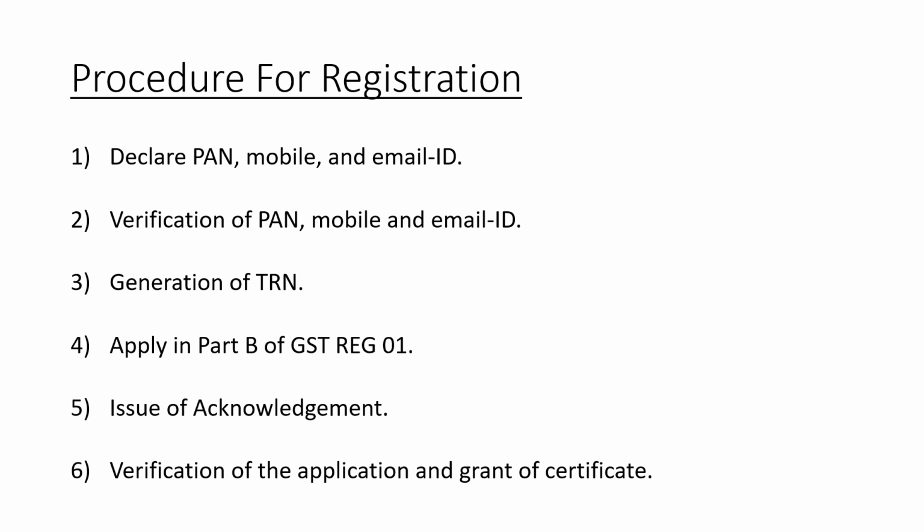The fourth part of the procedure is to apply in Part B of GST REG-01. Using TRN, the applicant shall electronically submit an application in Part B of Form GST REG-01, duly signed or verified through electronic verification code, along with documents specified in the said form at the common portal. The fifth step is issue of acknowledgement. On submission of such an application, an acknowledgement shall be issued electronically to the applicant in Form GST REG-02.